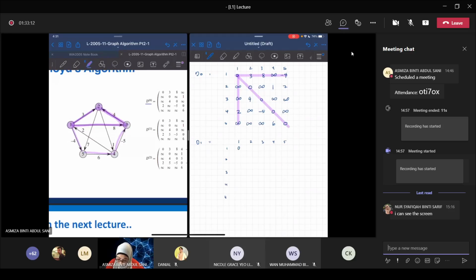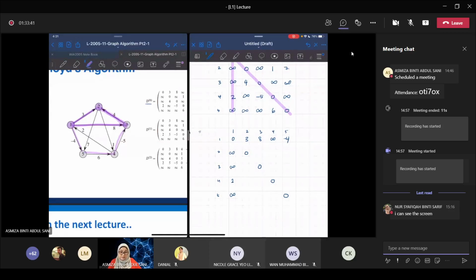So this one is 0, 3, 8, infinity, -4, 0, infinity, infinity, 2, infinity, 0, 0, 0, and 0. Okay, and now we're going to fill up the rest of the values.